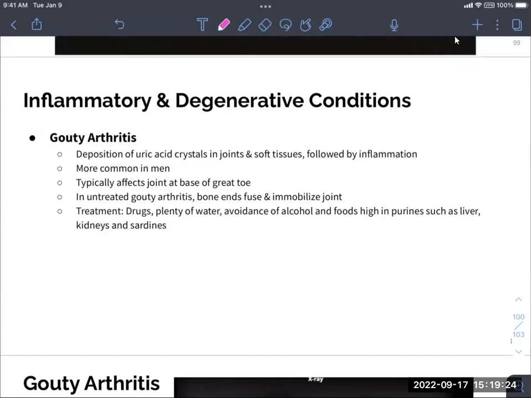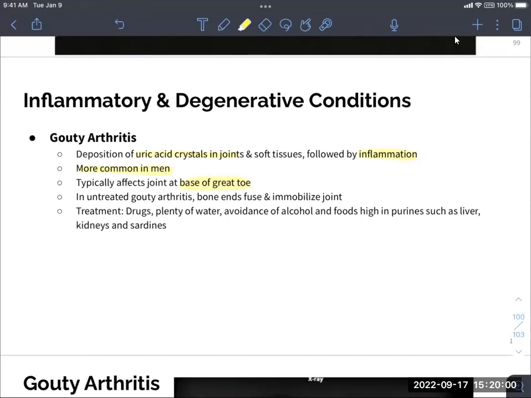Let's look at gouty arthritis. While rheumatoid arthritis is more common in women, gouty arthritis is more common in men. And it tends to go after the big toe, that hallux. It's when uric acid crystals get deposited into that joint and it causes inflammation. And that's what causes gouty arthritis.